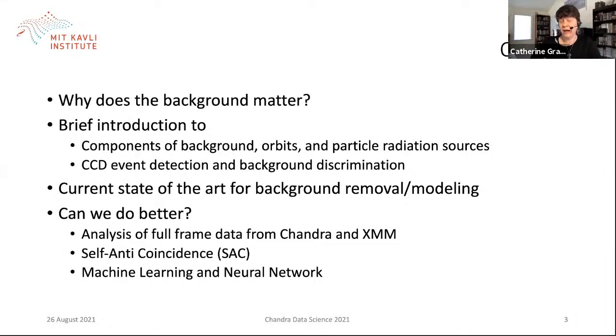So just a brief outline. I'm going to try and motivate why the background matters, and particularly why it matters now. A brief introduction to the components of the background, various kinds of orbits and particle radiation sources, how we do CCD event detection and background discrimination, and what the current state of the art for background modeling and removing is. So the real question is, can we do better? I'll show some analysis of full frame data from Chandra and XMM, and then discuss a relatively new technique that's been called self-anti-coincidence, and some advances in machine learning and neural networks in trying to reduce the particle background.